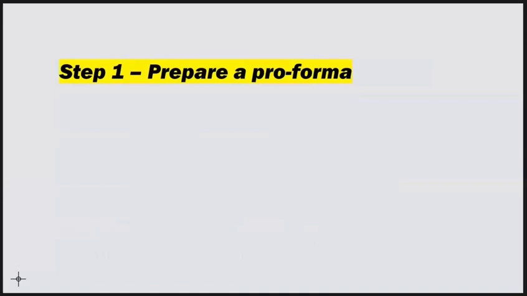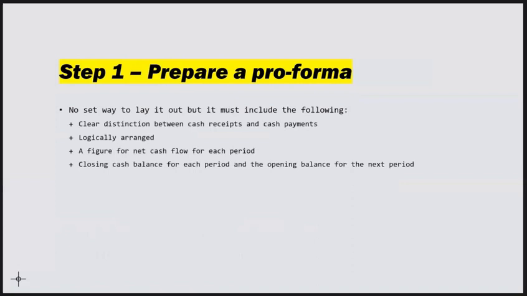The first step that is involved in this method is preparing the pro forma. There's no set way in which to lay this out, but it does have to include the following. There has to be a clear distinction between cash receipts and cash payments. It has to be arranged in a logical manner, and the figure for net cash flow for each period has to be stated clearly. The closing balance for each period of cash, as well as the opening cash balance for the next period, should also be clearly stated.